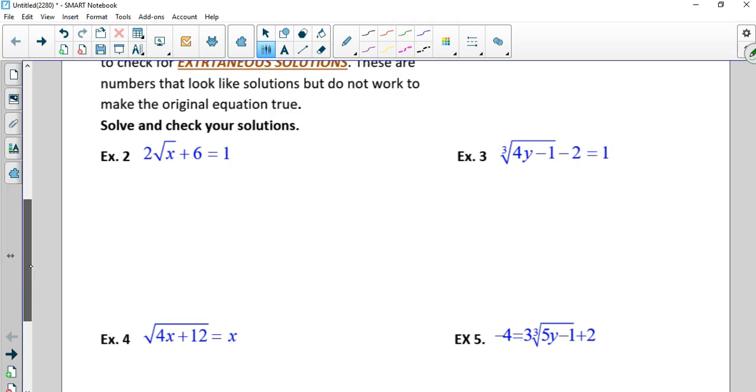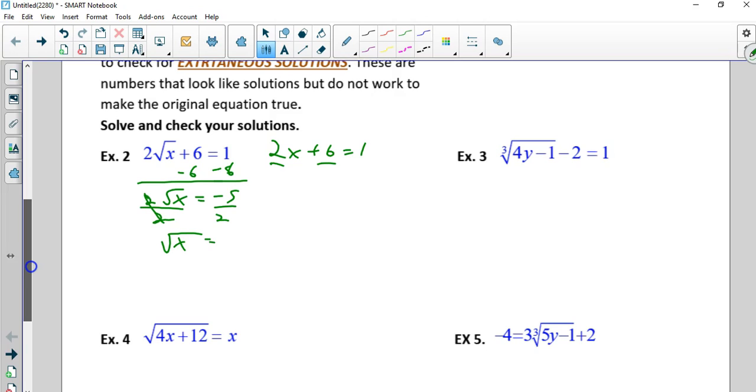On number 2. Think of this as 2x plus 6 equals 1. What would you do to get x by itself? Well, you would subtract the 6 and divide by 2. Guess what? We're going to do the same thing here. Except there's going to be one extra step to get rid of the radical. So we're going to subtract 6 from both sides. That's going to give me 2 radical x equals negative 5. Then we're going to divide by 2. And we're going to get the square root of x equals negative 5 halves.